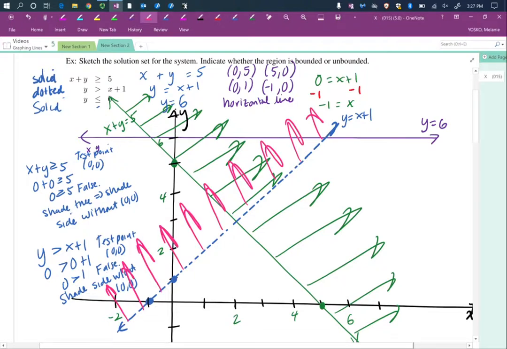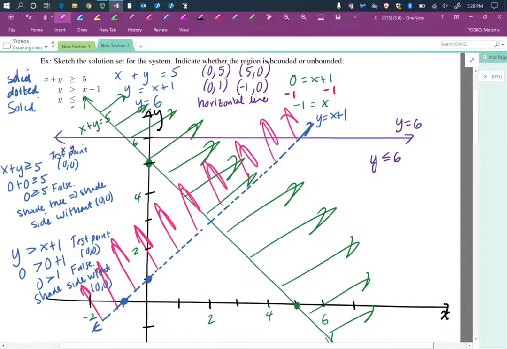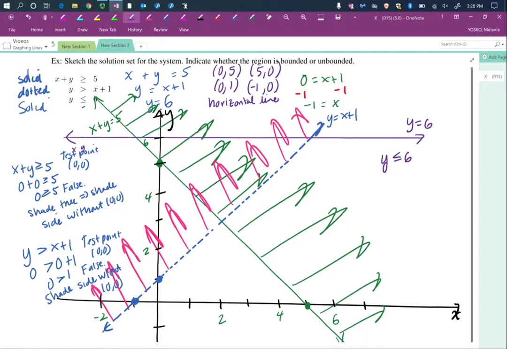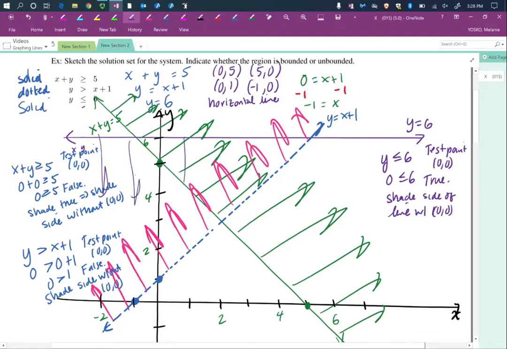And we have one more. We have y is less than or equal to 6. So again, here is y equals 6. Here's 0, 0. 0, 0 is not on that line. So it is appropriate for me to use 0, 0 as a test point. 0 is less than or equal to 6. Well, this time that's a true statement, right? I shade the true. So I'm going to shade the side of that line that contains 0, 0. So now I'm shading down like this.